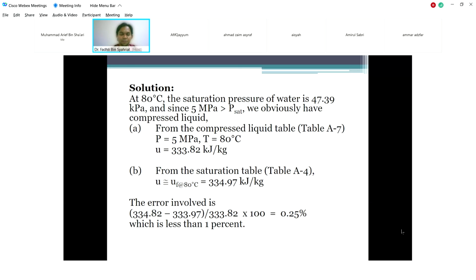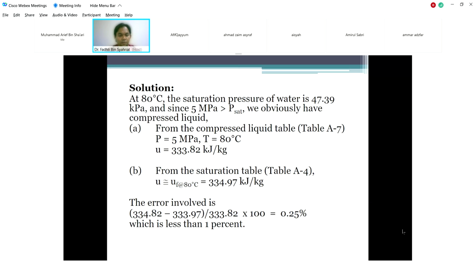The given pressure is 5 megapascal. So find a small column where pressure is 5 megapascal. So we have the first small column, pressure is 5 megapascal. Then look at temperature 80 degrees C. We have 80 degrees C temperature. From there, find the u, the internal energy. The internal energy is 333.82.